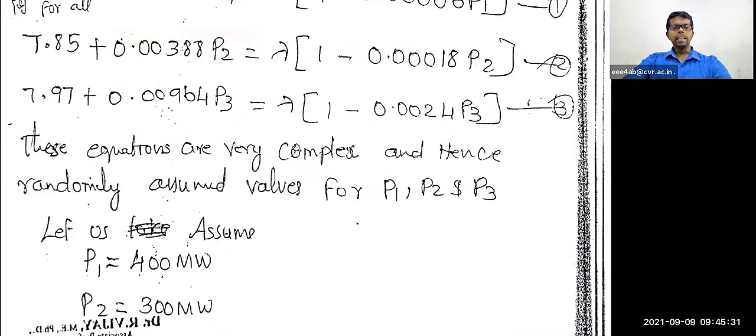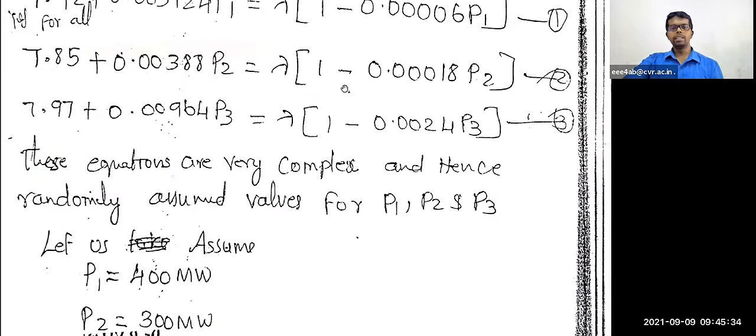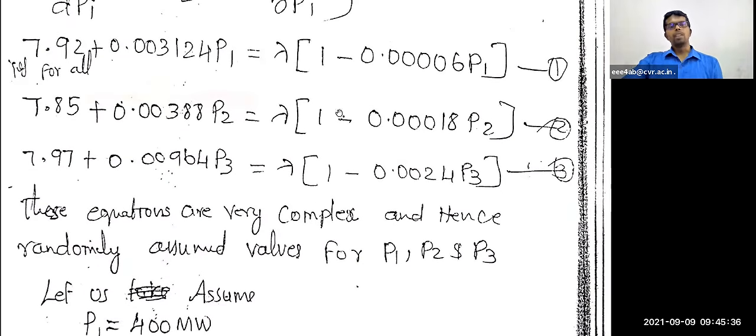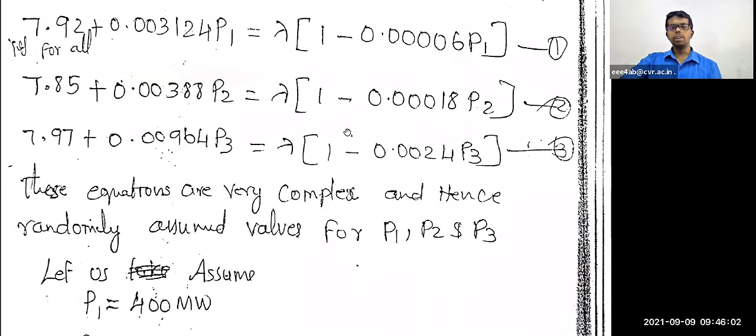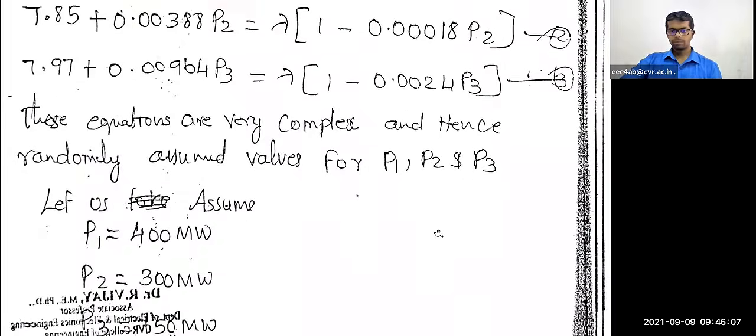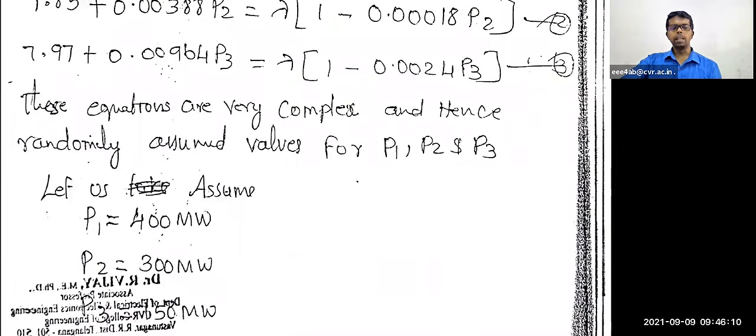If you see, these equations are very complex. You can solve them, but it will take more steps, and P1 is also there in the equations. If you really solve these 3 equations, it will take many steps and is very complex, and hence we are randomly assuming the values for P1, P2, and P3.